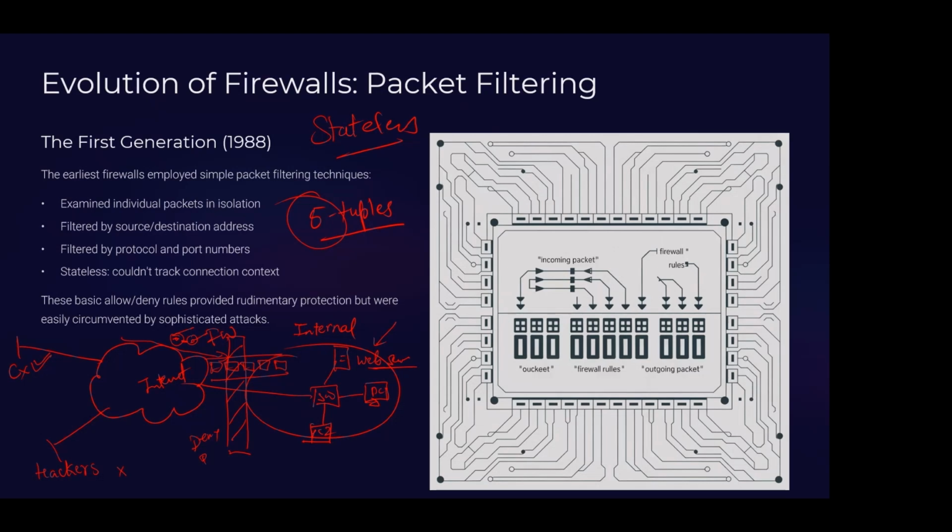Okay, so let's go through the slide content here. The first generation firewall was introduced in 1988. The earliest firewall employed simple packet filtering techniques, which examined individual packets, like I said, every packet, filtered by source and destination address, protocol, and port. These are part of the five tuples: protocol type, source IP, destination IP, source port, and destination port. It is stateless, so it couldn't track connections. These basically allow or deny the traffic based on the allow and deny rules configured by the administrator.